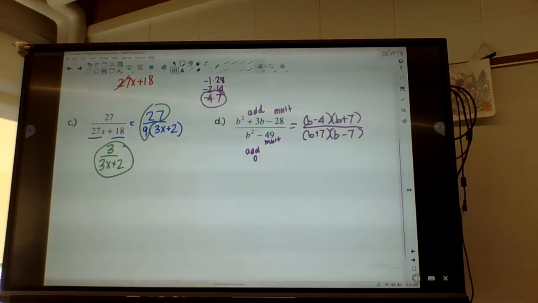So the b plus 7 is going to cancel. And we're going to be left with b minus 4 over b minus 7. And again, we just leave it that way. The b's don't cancel because different things are being subtracted from them. So we just leave it that way.